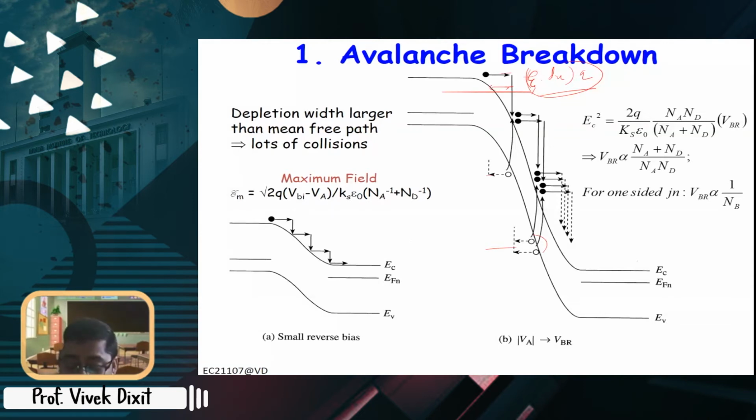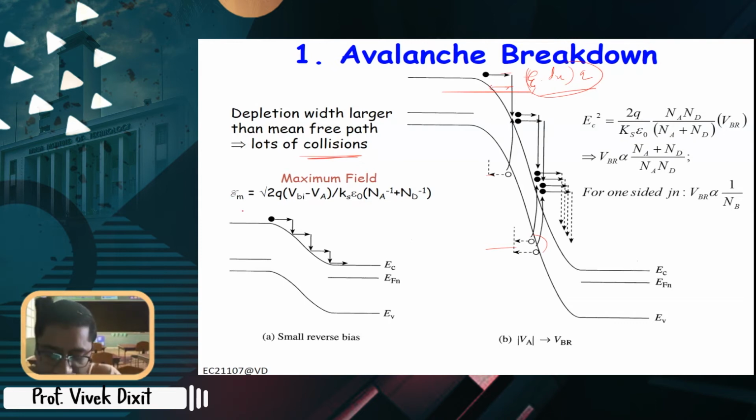So now when will this happen? When the depletion width is larger than the mean free path of collisions, right? So a lot of collisions are taking place. We were discussing that for avalanche breakdown, a very high field causes these carriers to gain enough energy to knock out and create an electron hole pair, and these electron hole pairs again generate another set of carriers. This way they keep on multiplying.